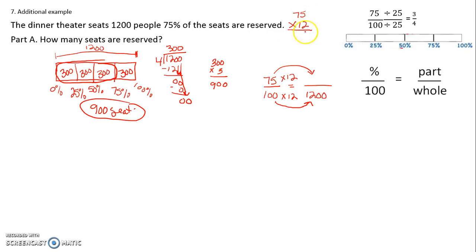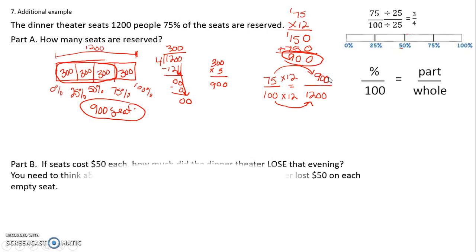answer. 2 times 5 is 10. 7 times 2 is 14, and 1 is 15. 0 placeholder. 1 times 5 is 5. 1 times 7 is 7. Let's add this up. 0, 5, and 5 is 10. 7 and 1 is 8, and 1 is 9. Either way you handle it, you get 900 seats have been reserved.